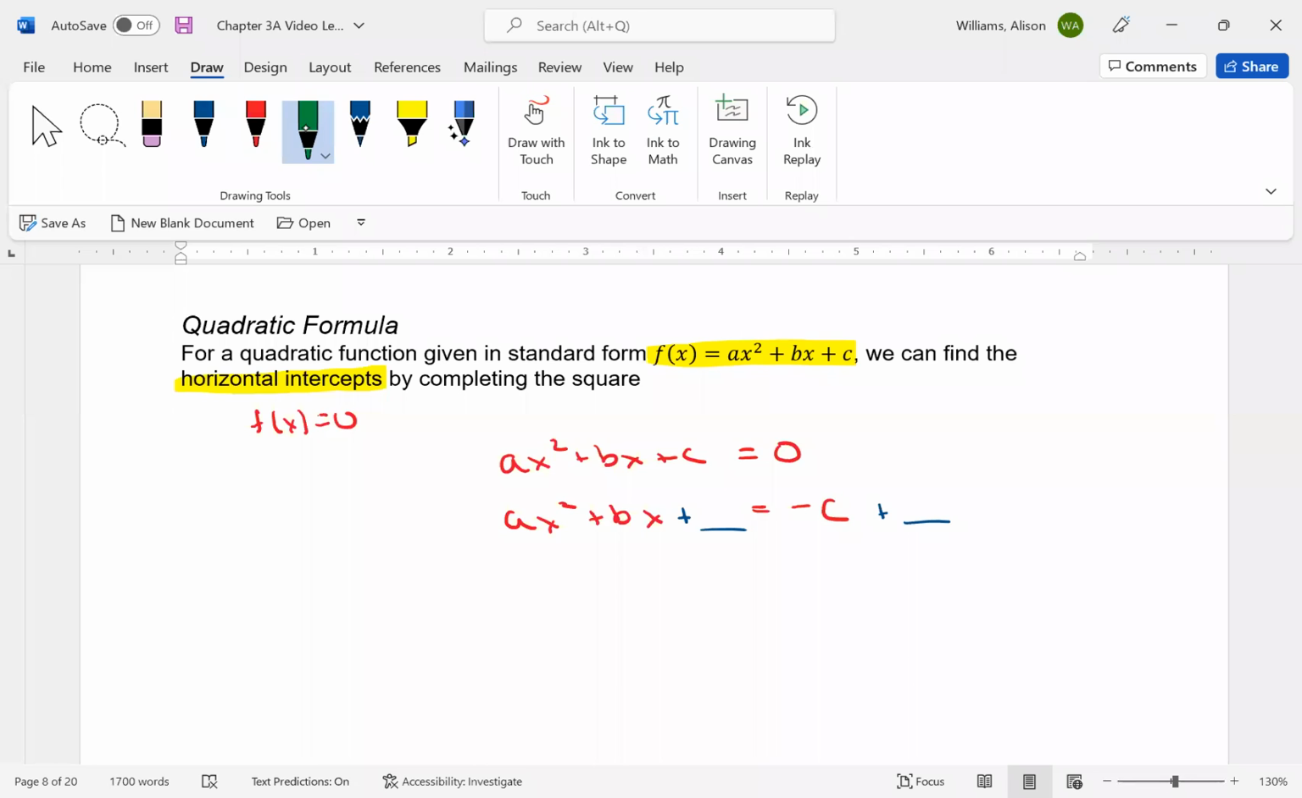Now, since the leading number is not 1, I'm going to divide everything by a. So that becomes x squared. But unfortunately, the other 2 terms are going to be fractions. It's okay. It's going to look horrible for a while, but it'll get better soon.